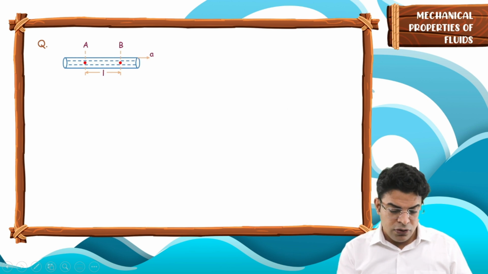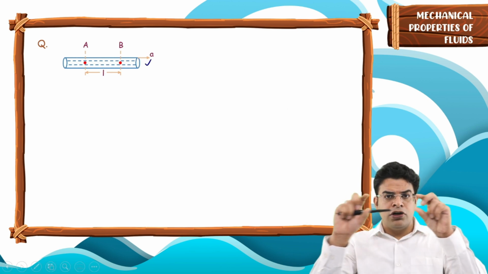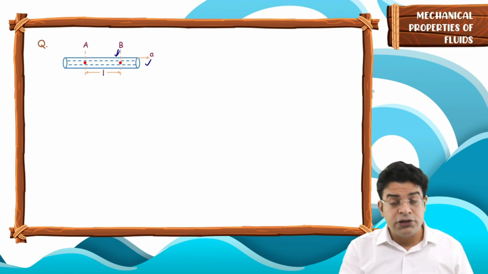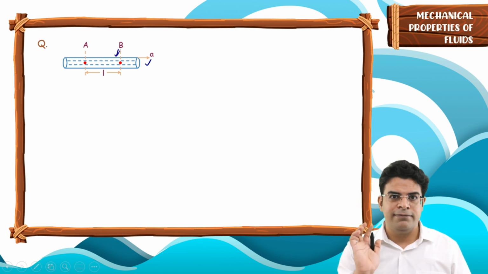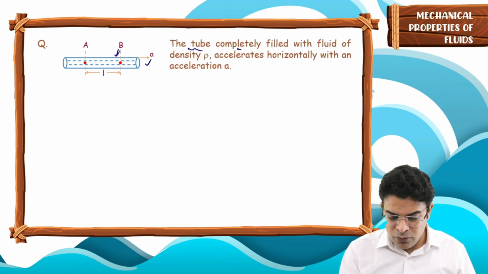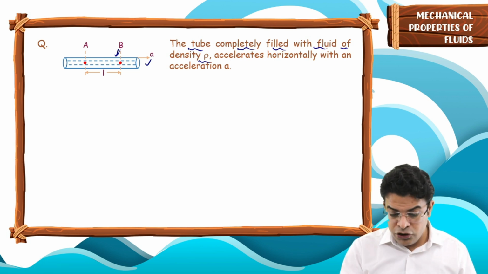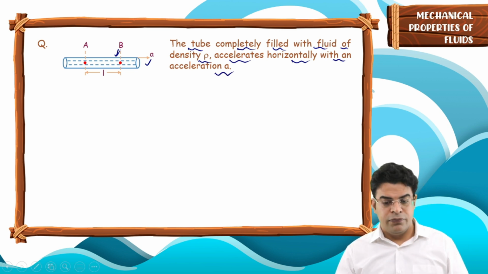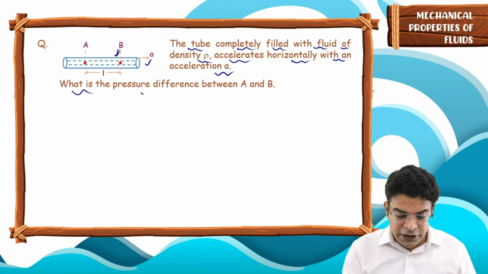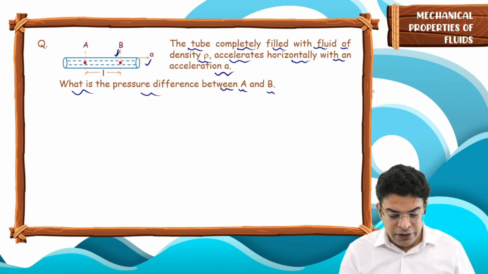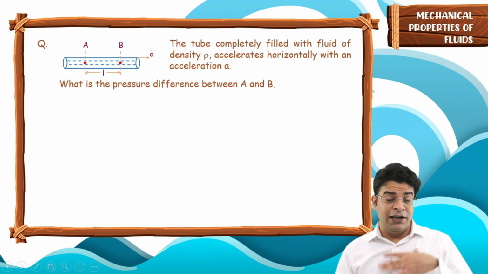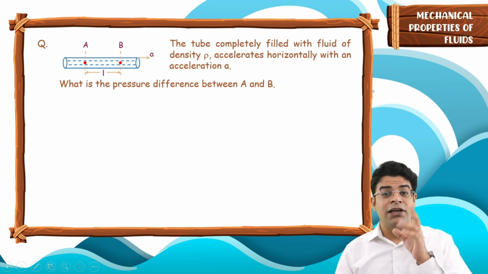to another question. The question is, there is a horizontal tube. This horizontal tube is completely filled with fluid of density rho. This tube accelerates horizontally with an acceleration A towards the right. What is the pressure difference between point A and B? And my personal favorite question here is, at which point is the pressure higher?